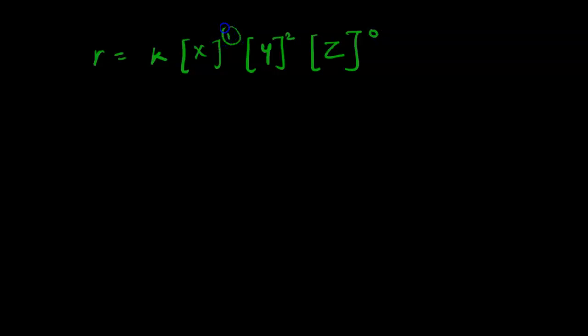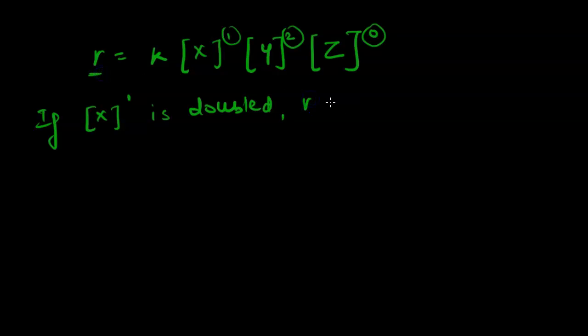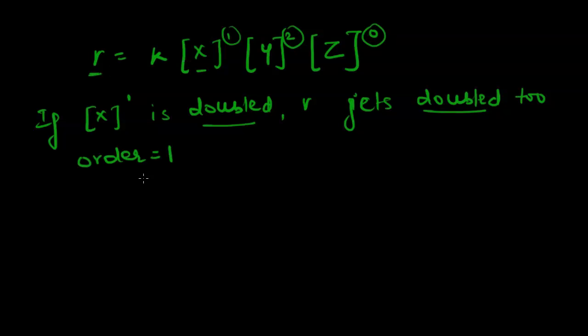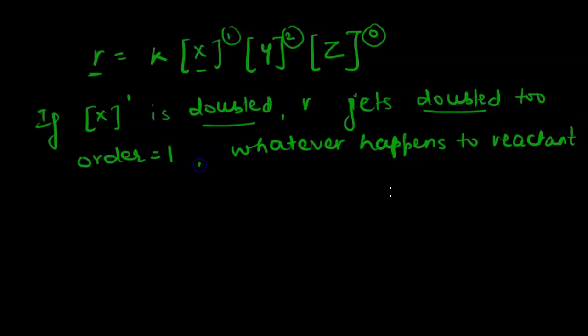Now what do these orders mean individually? This means that if the concentration of X is doubled, because X has a power 1, the rate of the reaction will be doubled. So remember, if the power is 1, that means the order is 1, then whatever happens to the concentration of that particular reactant, the same thing happens to the rate as well. So we can summarize it like this: if the order is 1, whatever happens to the reactant concentration, the same happens to the rate.